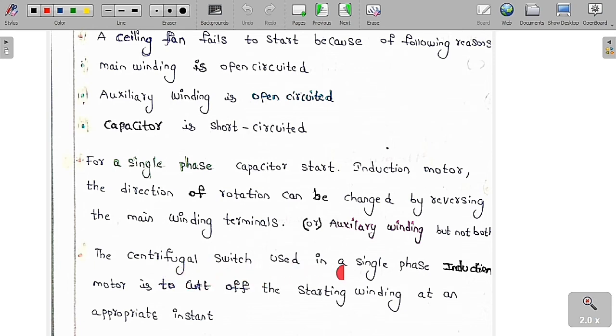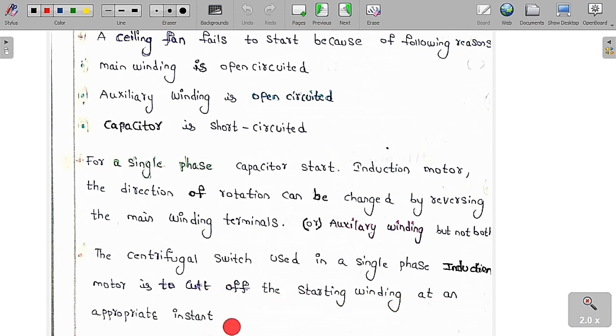So the centrifugal switch used in a single phase induction motor is to cut off the starting winding at an appropriate instant. Whenever the rotor speed reaches around 70 to 80%, the switch should operate and remove the starting winding or the auxiliary winding from the overall circuit.